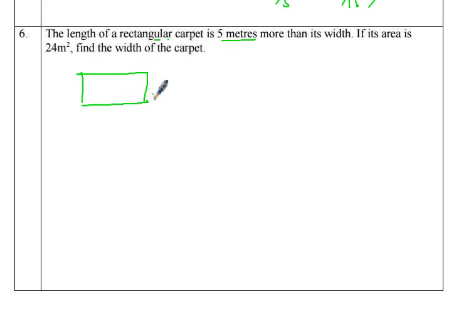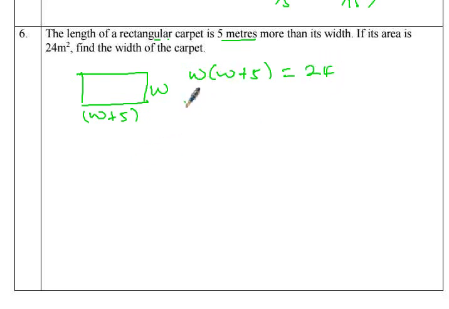So we are being told that if we have a certain width, let us call it W, then the length is 5 more. So that means we have W plus 5, 5 meters more than the width. I hope this illustration here makes sense. And from here, given we know the area of this carpet, we can make use of that to create an equation where we are going to write and say width times length should give us the area, okay.